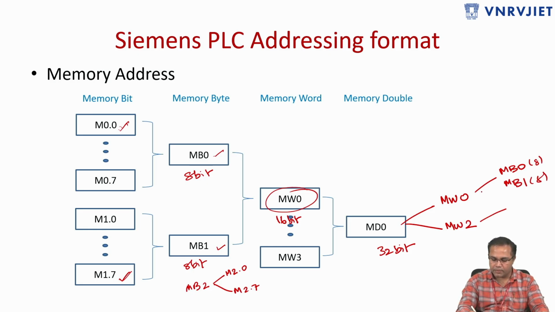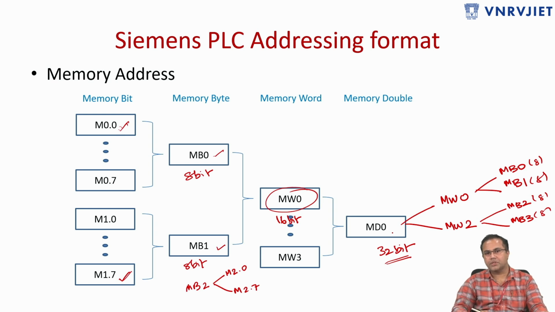Then MW2 consists of MB2 and MB3, again 8 bits each. So in total it is 32 bits in size. This is a memory double register. Mostly we use it for timers, counters, and so on. MW registers can be used for normal numerical operations. Similarly, MB byte registers can be used for digital input and digital output.